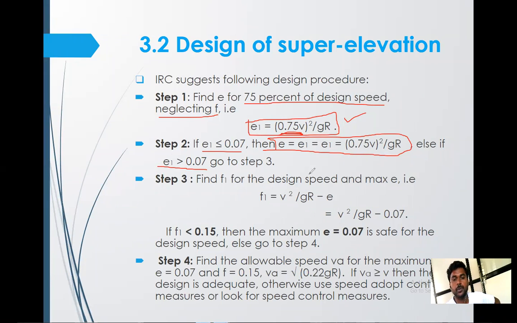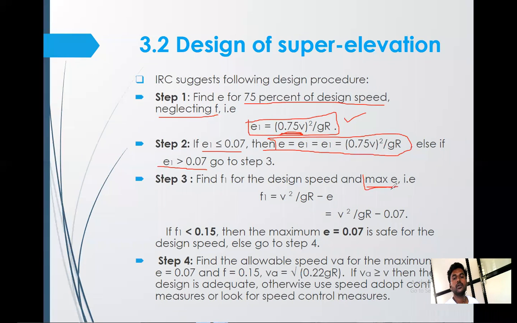So what is step number 3? Find F1 for the design speed and the maximum E. Now if the second step vanishes, we have to go for the next step, step number 3. For that, we are considering the frictional factor F, and we have to calculate the frictional factor F by considering the maximum E.